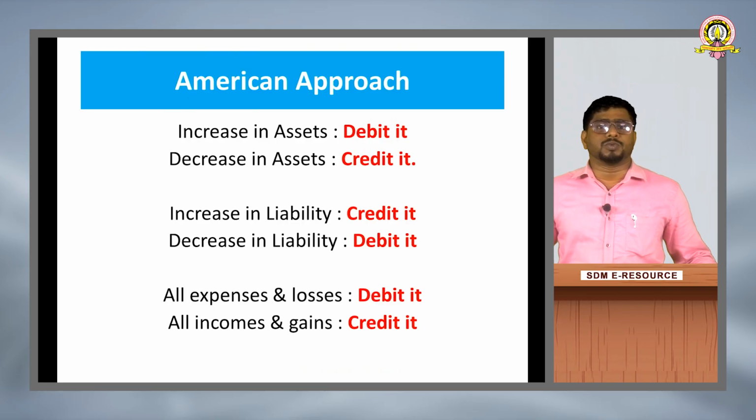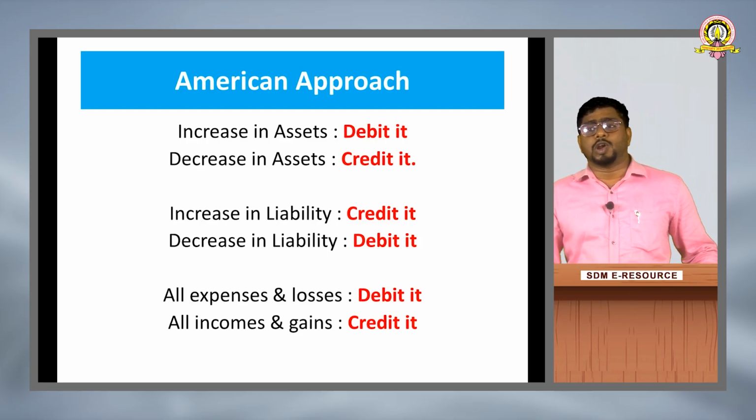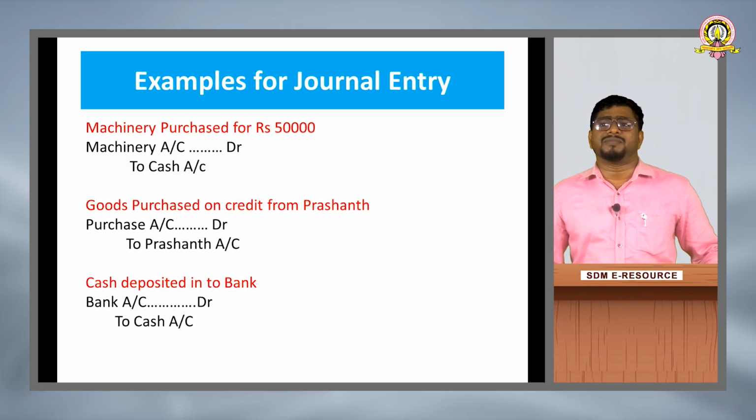And the American approach is very simple. Here, if the assets increase, debit it. If the assets decrease, credit it. If the liability increases, credit it. And if the liability decreases, debit it. All expenses and losses, debit it. All income and gains, credit it. These are some examples for journal entry. Machinery purchased, machinery account debited to cash account.